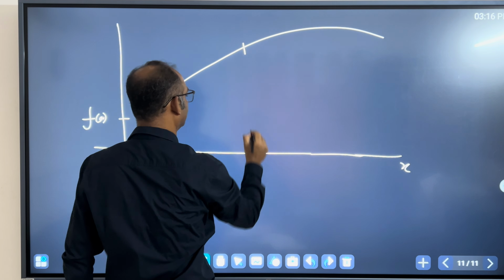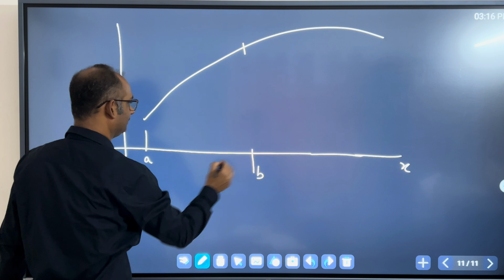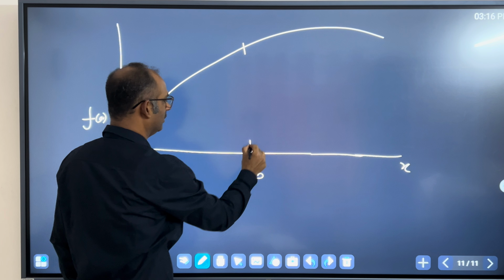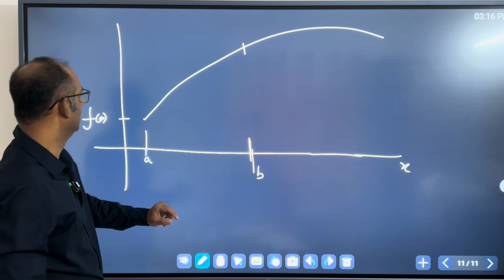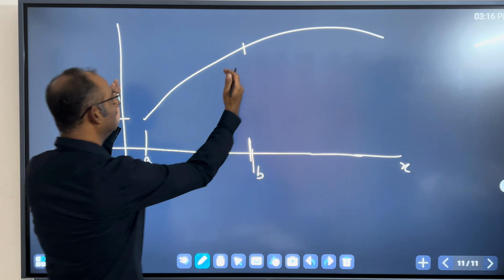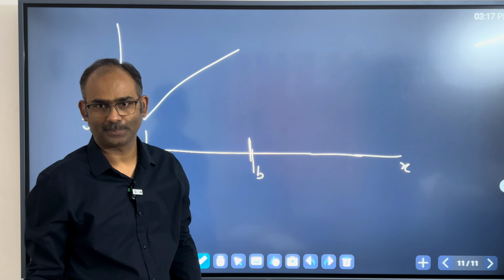Let's say B is here. That's B, that's A. Okay, that's B. I'm looking at the function within this region. Now you see, the slope has some value, it keeps decreasing. But here the slope at no point becomes 0. It doesn't become flat anywhere. Okay?